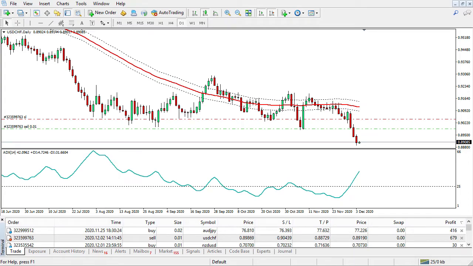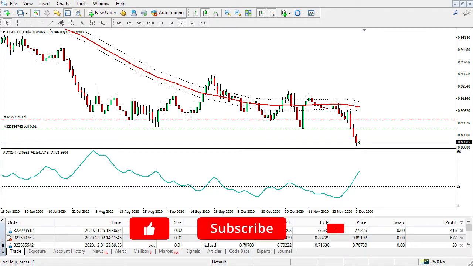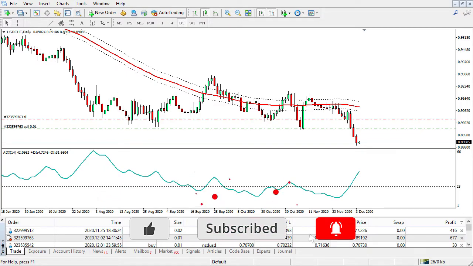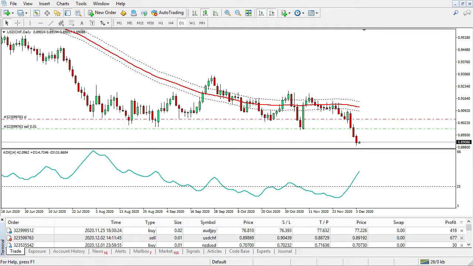As you can see on the screen, I've had an open short trading position on the USD CHF currency pair for about a couple of days now. The reason why I took this short trading position is simply because I identified a bearish trend on the daily time frame of the USD CHF currency pair about a couple of days ago.